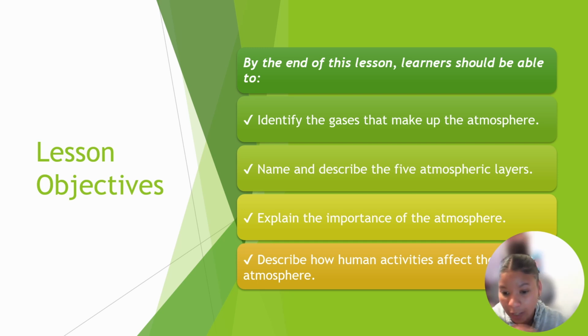So basically the outcome at the end of this lesson, learners should be able to identify the gases that make up the atmosphere, name and describe the 5 atmospheric layers, explain the importance of the atmosphere, describe how human activities affect the atmosphere, like what we as humans do, how does it negatively affect the atmosphere and the earth.